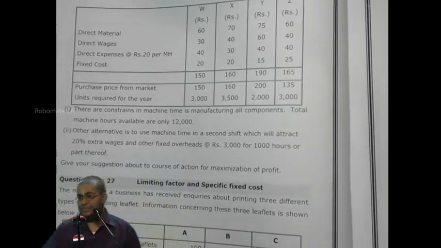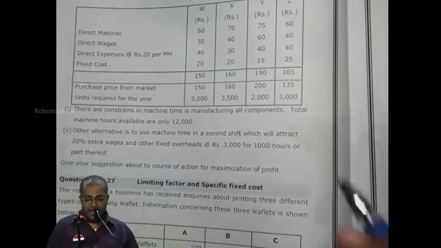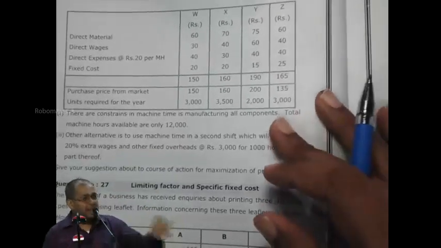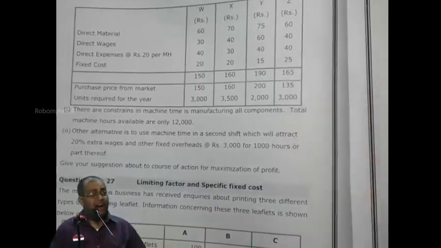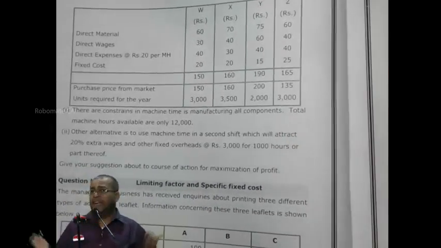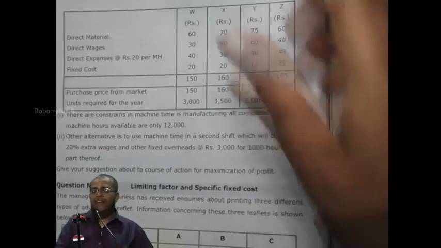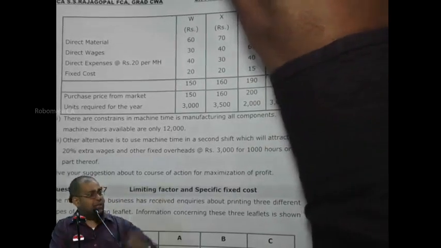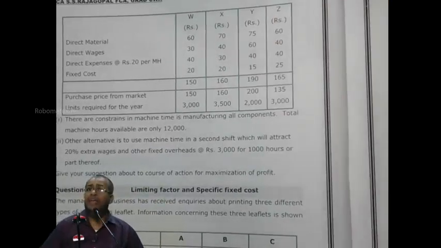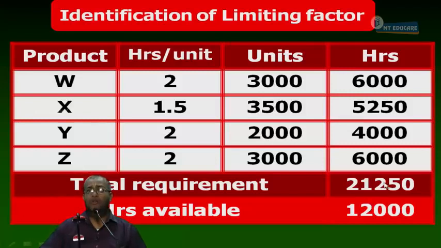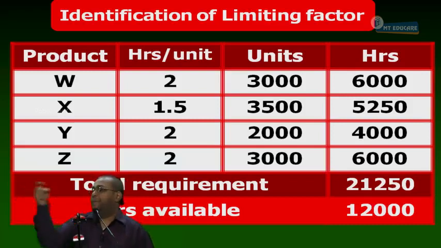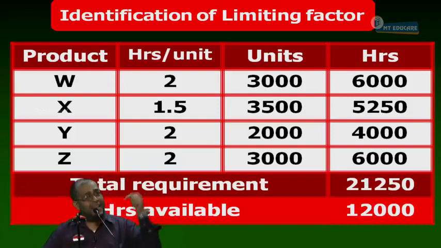Are you following? Now, tell me, will Z fight for the limiting factor? It will not. Even if I have hours, I will not give them to Z, because it is cheaper to buy rather than manufacture. The better way to present the limiting factor, as the institute has presented the answer, is not to say I require 21,250 hours, because the 6,000 hours are not required at all. Even if I have 6,000, I will not give it to Z.